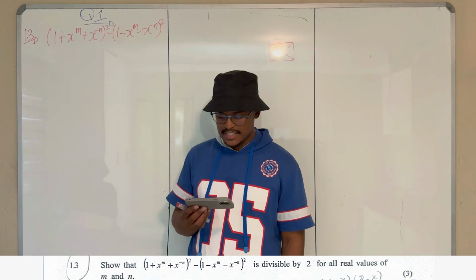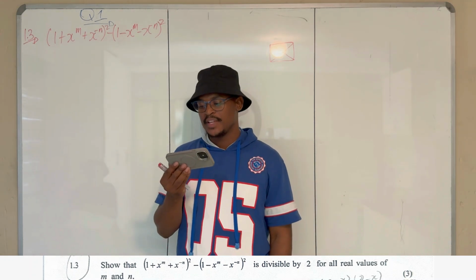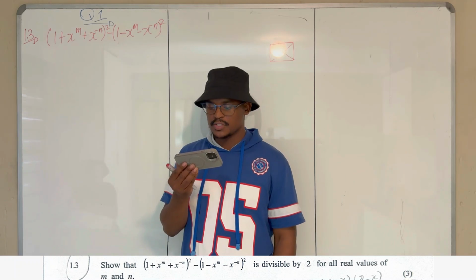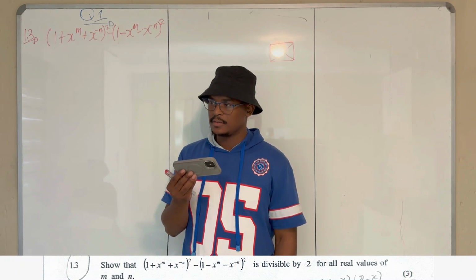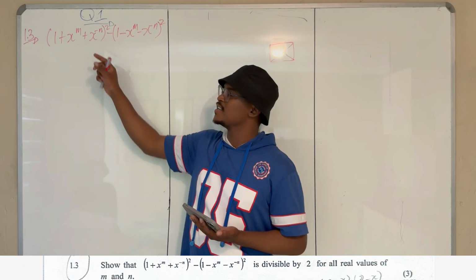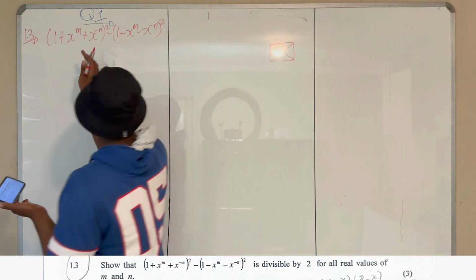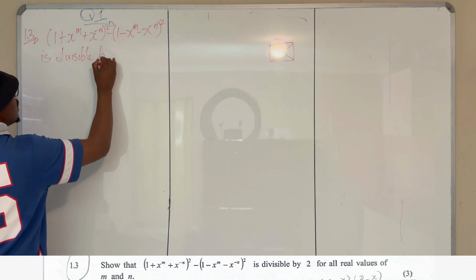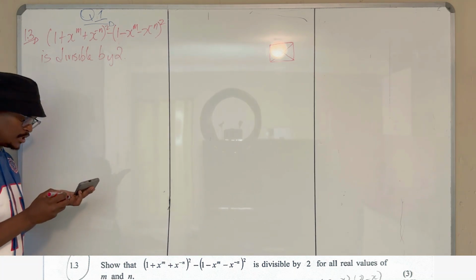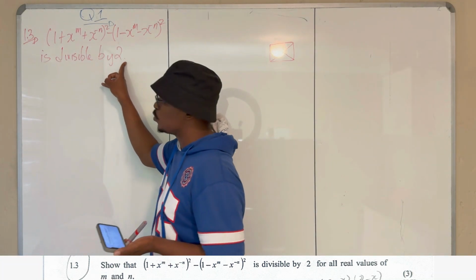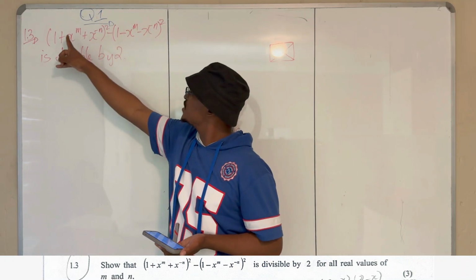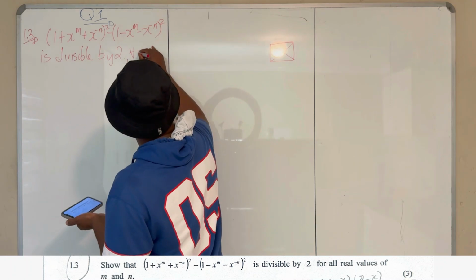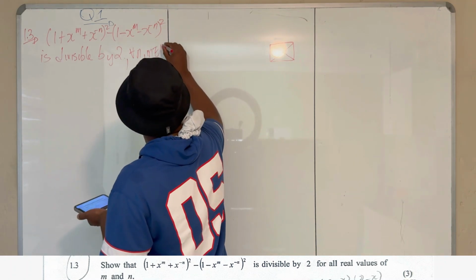So 1.3, we must show that this thing over here is divisible by 2 for all real values of m and n, right? So they want us to show that this thing is divisible by 2. What does this mean? It means that the number 2 will divide this thing, for all n and m that are real numbers.